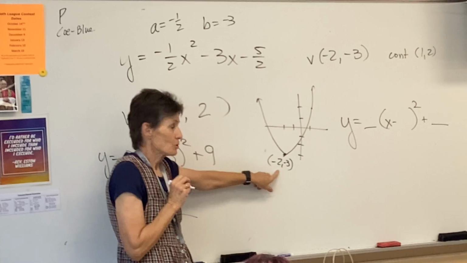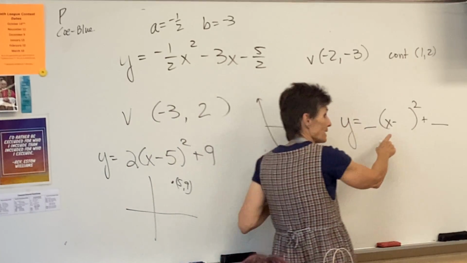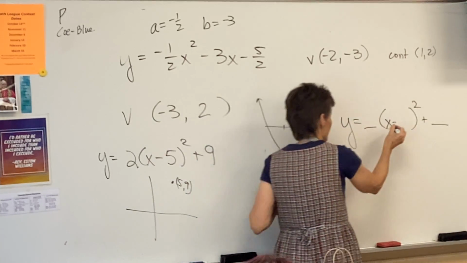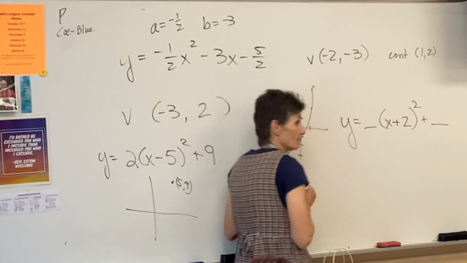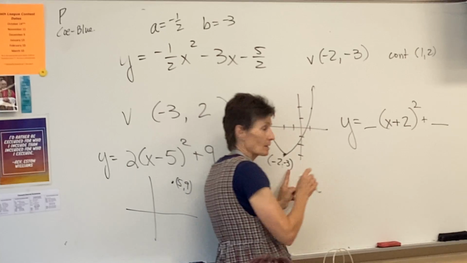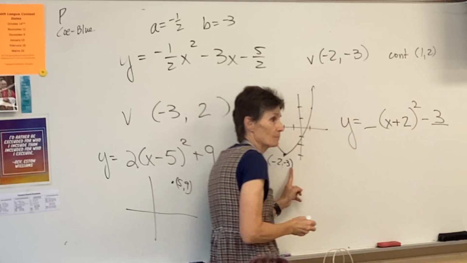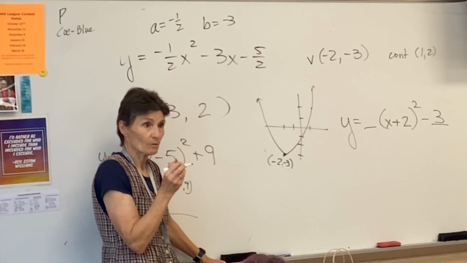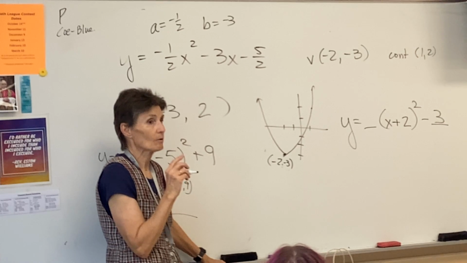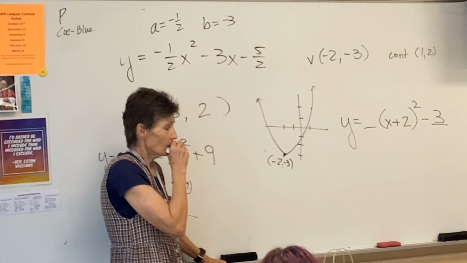So if this has gone left 2, what will be inside the parentheses? If it went left 2, it has to be x plus 2. And if it went down 3, this would be minus 3. Yep. Would everybody agree? Okay, if our head is on our desk or on our arm or something, let's get it up.